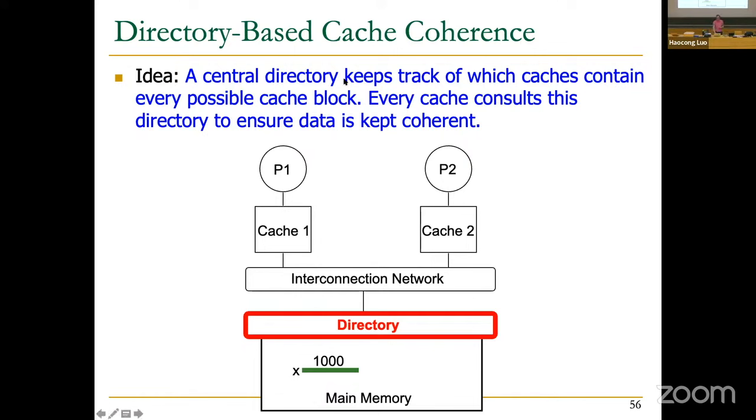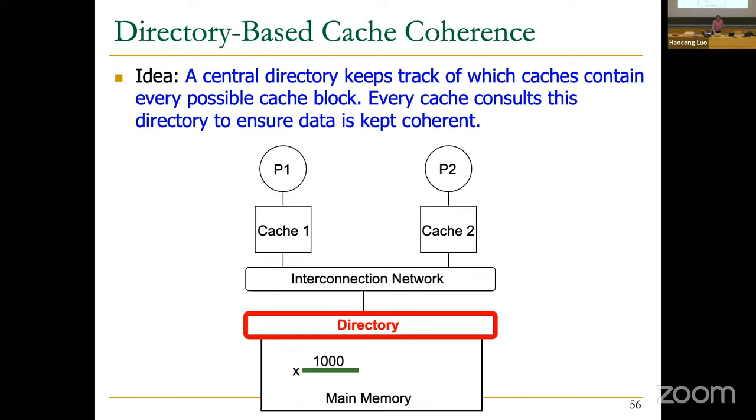Essentially, imagine a central directory that keeps track of which caches contain every possible cache block. Every cache, before doing something to the cache block, consults this directory and asks for permission. Basically, I want to write to this cache block X. Can I do it? It basically goes to the directory. In this case, it's next to the main memory, but the directory can also be cached, actually, next to the caches. So that's very fascinating. You can cache the directory that provides cache coherence. So caching is so powerful because this is actually huge. This thing is huge.